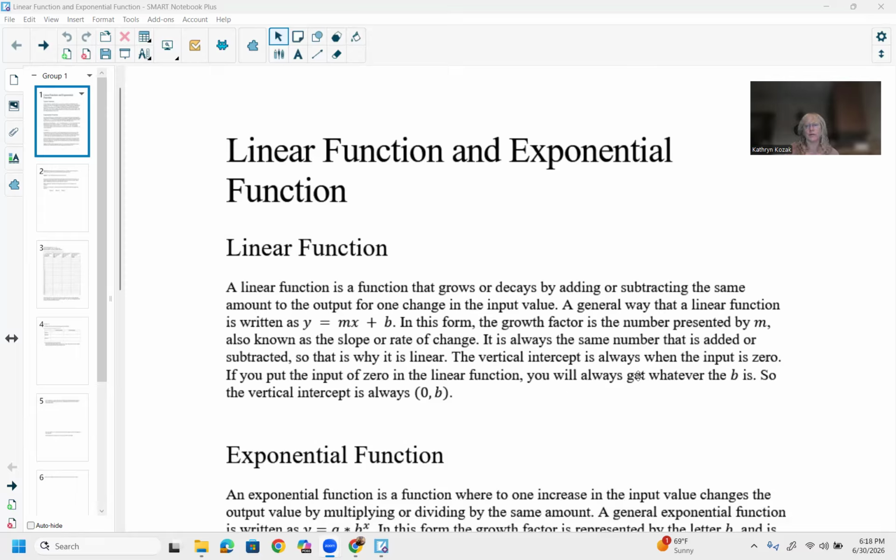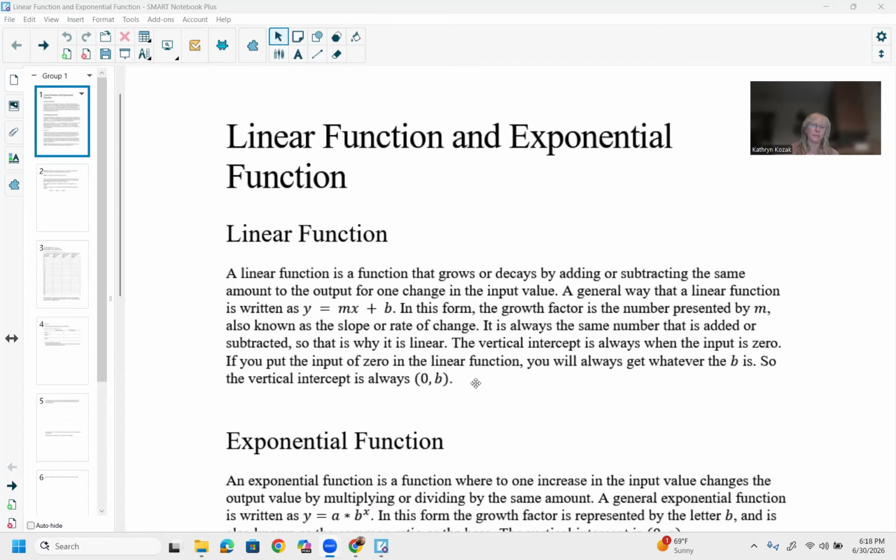The vertical intercept is always when the input is 0. If you put the input of 0 into a linear function, you always get whatever the b is. So the vertical intercept is always (0, b).